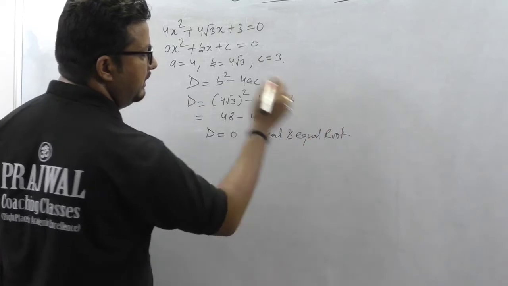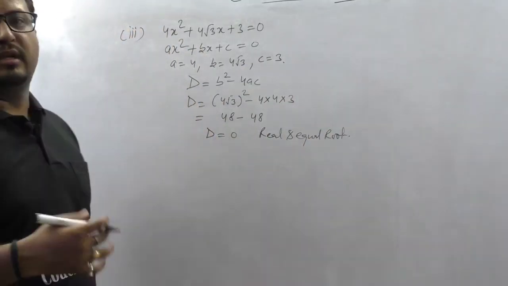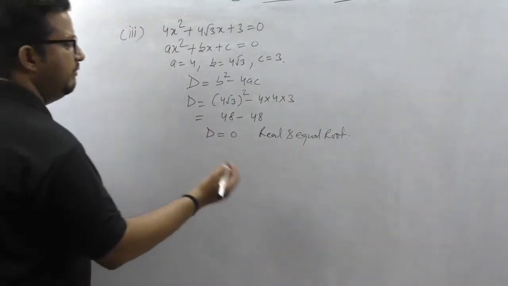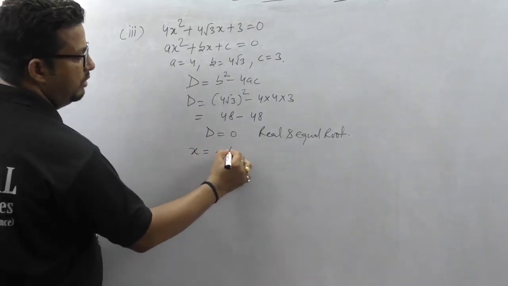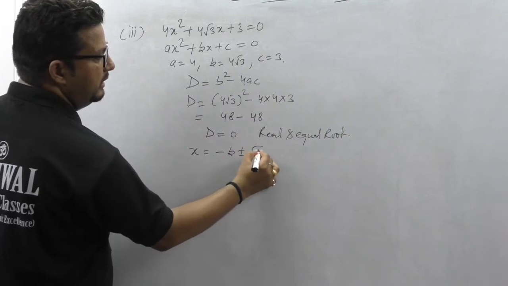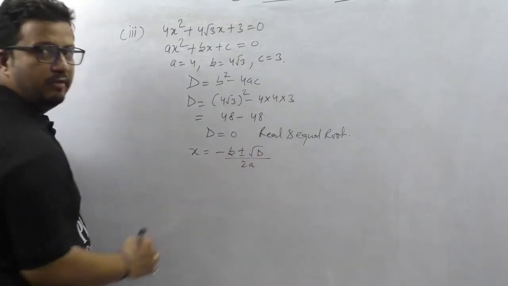सो ये तो हमें बात समझ आ गई, क्योंकि अगर डी की वैल्यू 0 आती है तो इक्वेशन में रियल रूट्स होते हैं और इक्वल रूट्स होते हैं. अब हमें रूट्स फाइंड करनी हैं. तो हमें मालूम है सिद्धाचार्य फॉर्मूला. हमारा सिद्धाचार्य फॉर्मूला क्या होता है, x इक्वल टू माइनस बी प्लस माइनस रूट डी अपॉन 2a है. दिस इज द फॉर्मूला वी हैव.